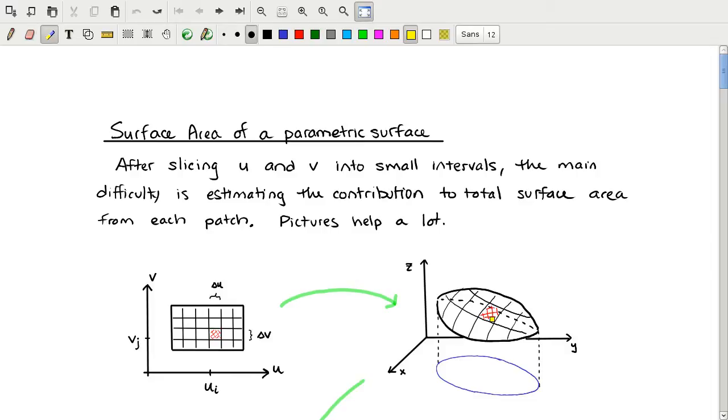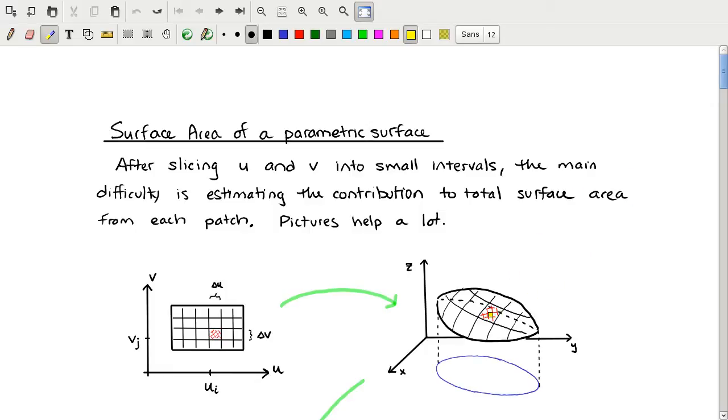Now it may not be a square, it might be some curved patch, but as the size of this patch gets smaller and smaller, the edges of this thing become straighter and straighter, and we have some hope that we might be able to approximate its area. So this is the basic idea. The surface is described in terms of u and v, and so we slice u and v into small pieces of width delta u and delta v, and each of those little squares corresponds to a patch of surface, and we're going to add up all the patches.